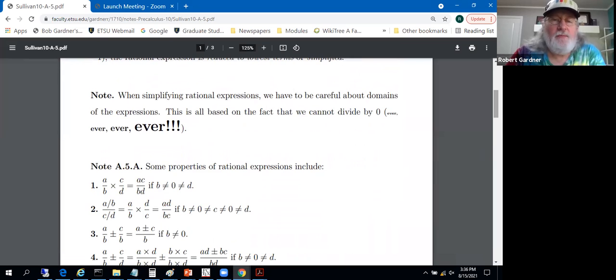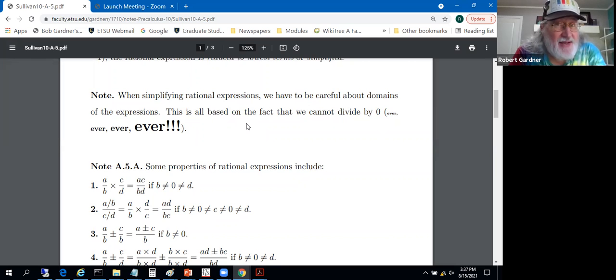A little warning, again. When simplifying rational expressions, we have to be careful about domains of expressions. This is all based on the fact that you can't divide by 0. You can't divide by 0 in precalculus. Though it might look like it sometimes, you can't divide by 0 in calculus either. You take an upper level class, you won't divide by 0. You go to graduate school, you do math research, you don't divide by 0. Nobody divides by 0.